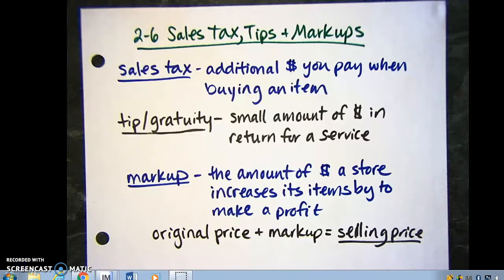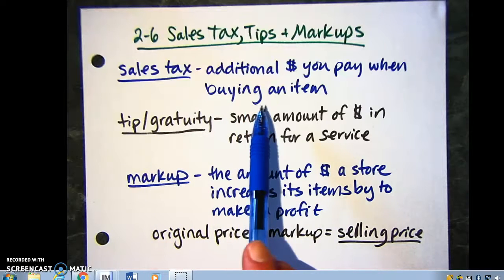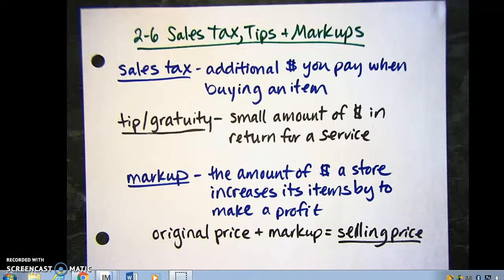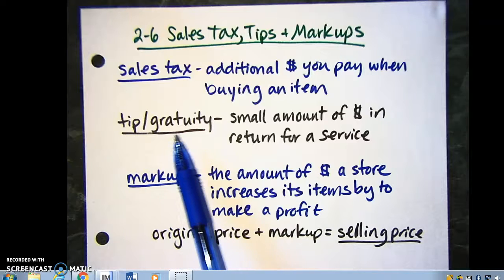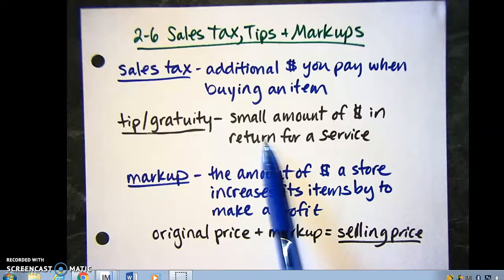Alright, so welcome back. I hope you wrote it down. Let's discuss these briefly. Sales tax, I think everyone knows what tax is. It's the additional amount you pay when buying an item. In California, it's 9% right now. Tip is the same word as gratuity. So whenever you go to a restaurant or you get your nails done or you have a cleaning person clean your house, you pay a small amount of money in return for a service, for saying thank you.